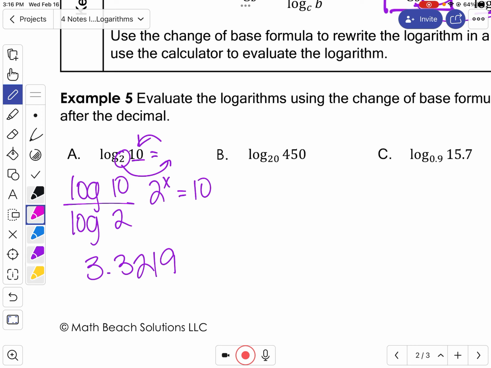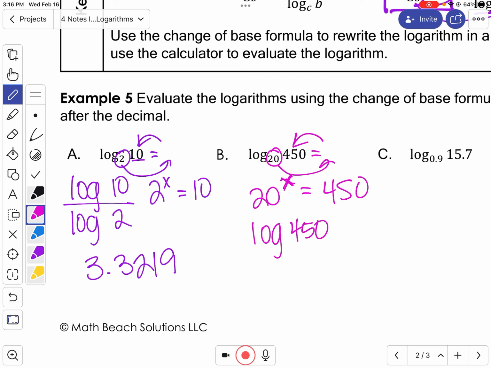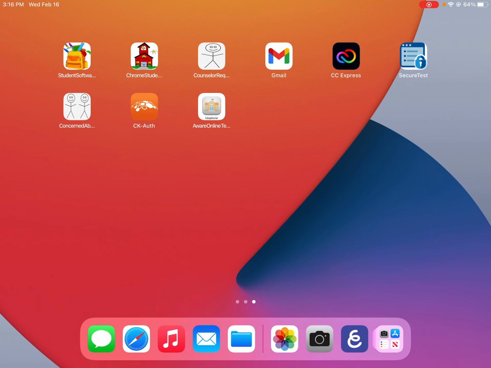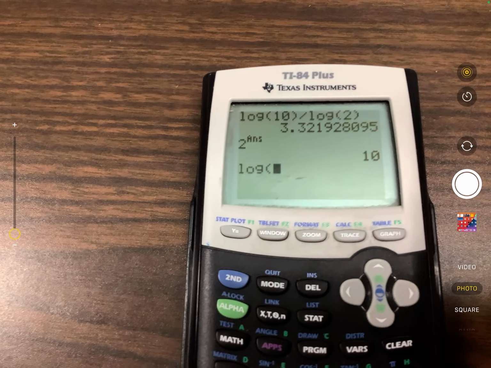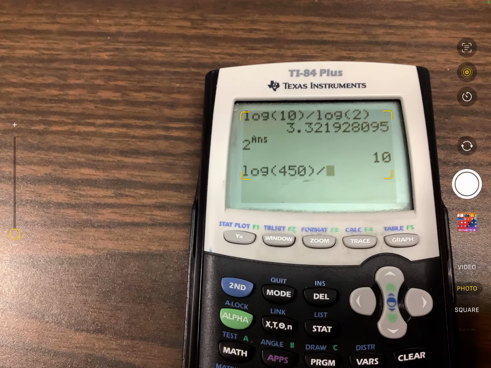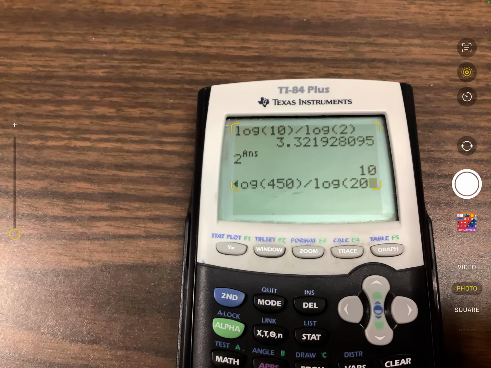So we're trying to find on the next one, 20 to what power gives me 450. Well, again, we can't do that in our head. That's a decimal. So what you would do is take the common log of 450 divided by the common log of 20. And remember, the great way to remember it is the base goes in the bottom, so the 20 will go in the bottom. So using a calculator, you're doing common log of 450 divided by the common log of 20.